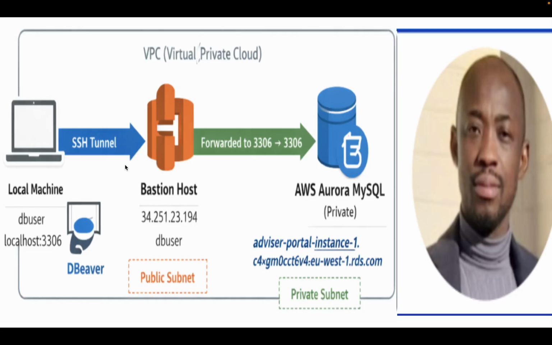Remember, you need to have your private key and public key for SSH. Your private key will be on your local machine. Your public key will be on the instance, by that I mean the virtual machine or the Bastion host. On the Bastion host, I created a user called DB user. That DB user is the one that is going to connect to the database. So let me go to the console and walk you through quickly.